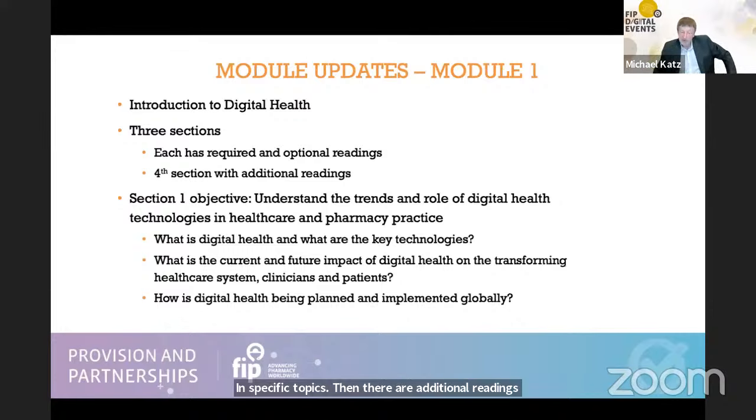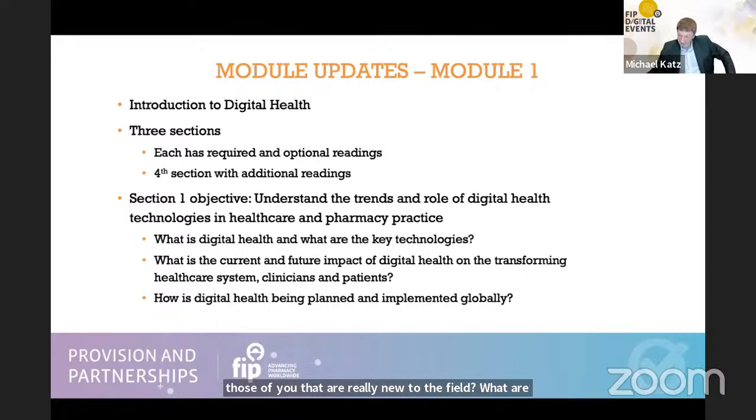Section 1, you can see the objectives on the slide, and this is to understand the trends and role of digital health technologies in healthcare in general, but also in pharmacy practice. And hopefully it will answer some questions. As you see on the screen, what is digital health for those of you that are really new to the field, and what are some of those key technologies?